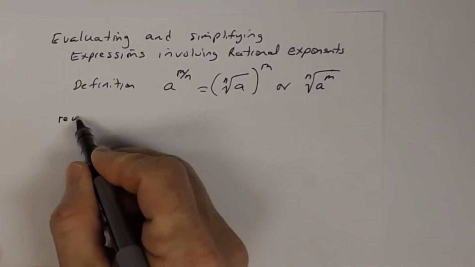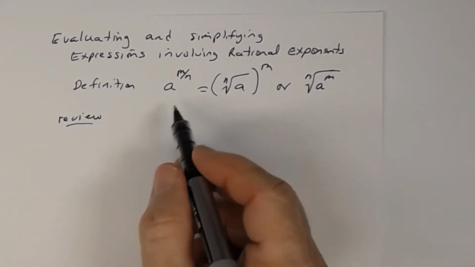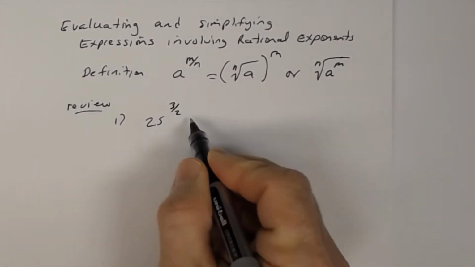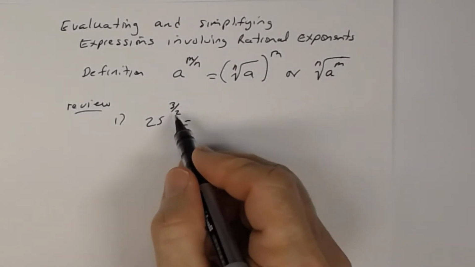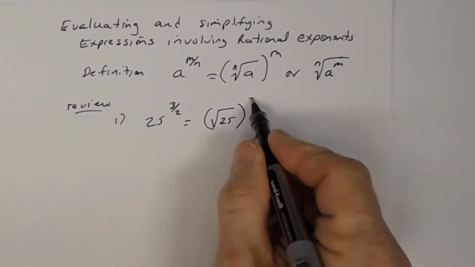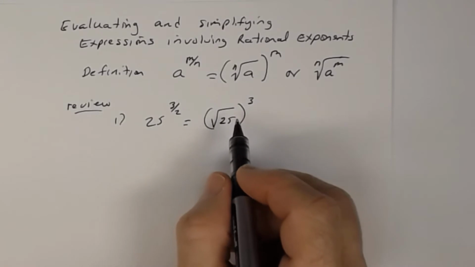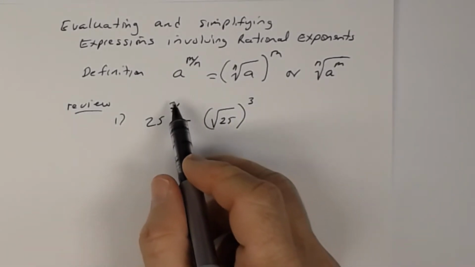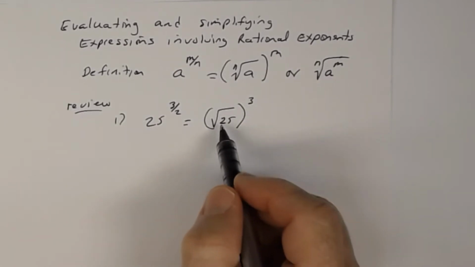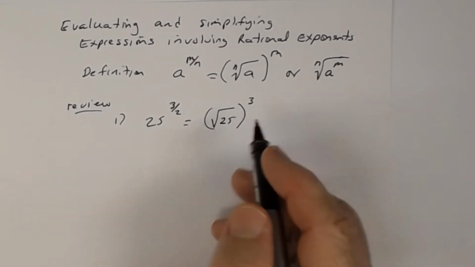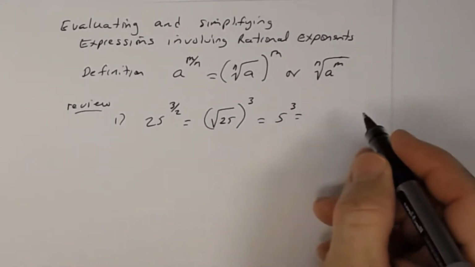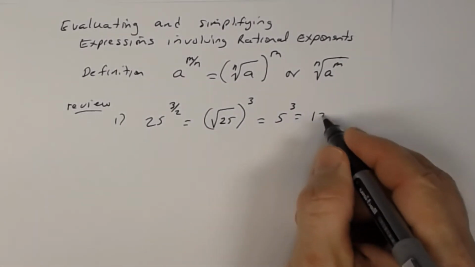This first part will be a review just to remind us how we use this. If I have, let's say, 25 to the 3/2 power, then the denominator is your index, so that becomes the square root of 25 to the third power. It is always easier when you're evaluating to rewrite the numerator on the outside. Don't write it on the inside, it makes it a little more difficult. Now this is easy to deal with. The square root of 25 is 5, and I'm cubing that, 5 cubed, which is 5 times 5 times 5, which is 125.